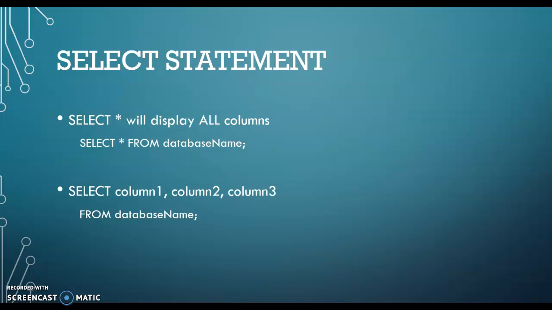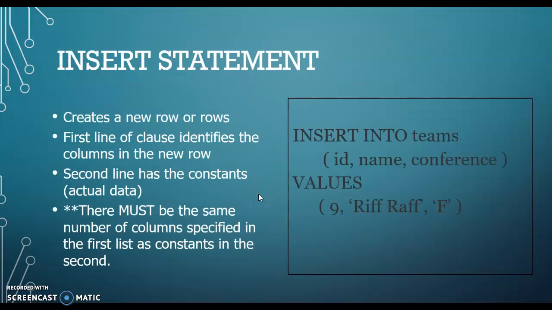Now, to select all of the information in a table, if you want to see all columns from a table, you select asterisk, and this will display all of the columns. But don't forget to add your from clause, again, to state which table you are wanting that information from. If you want specific columns, you have your select keyword, and then the name of each column separated by a comma, again, with your from clause to state which table you want that from, and then you will only see those three columns.